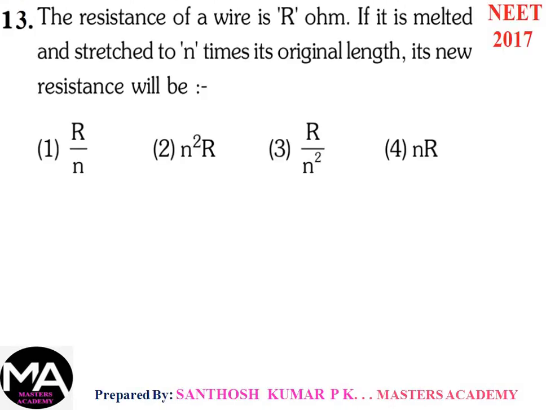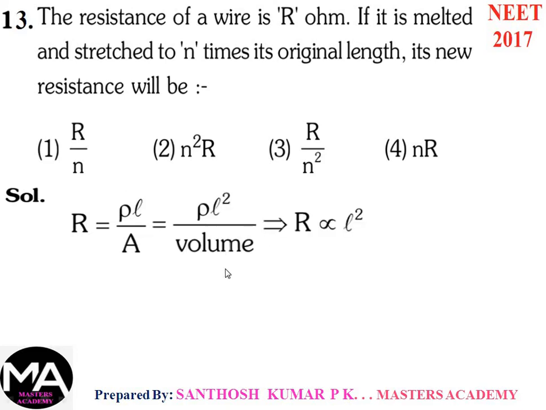So next problem, it is from NEET 2017. The resistance of a wire is R ohm. If it is melted and stretched to n times its original length, its new resistance will be. So we know that R is equal to rho into L by A. So if you convert this area into volume, you will get rho into L square by volume. Therefore R is directly proportional to L square. Since the resistance wire is melted and stretched to n times its original length, then the new resistance will be equal to n square times the initial resistance. So the option is the second one.